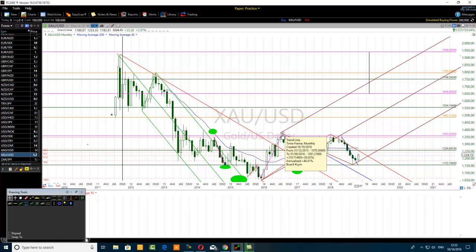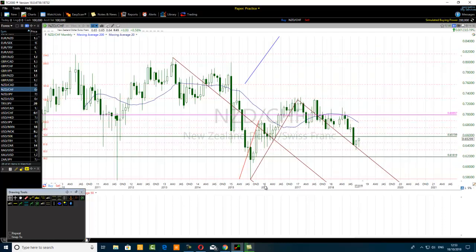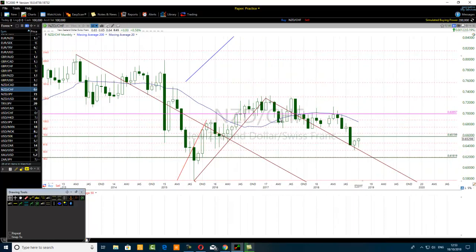But because of the similarity, talking about the Pitchfork tool and what the price did, in the New Zealand dollar Swiss franc and gold US dollar, with that information here, we go back now. Are you getting it? Okay. The New Zealand Swiss franc, you can see, it bounced along a Pitchfork tool. Now it's retesting a key level, which is the first leg that we are saying it completed.